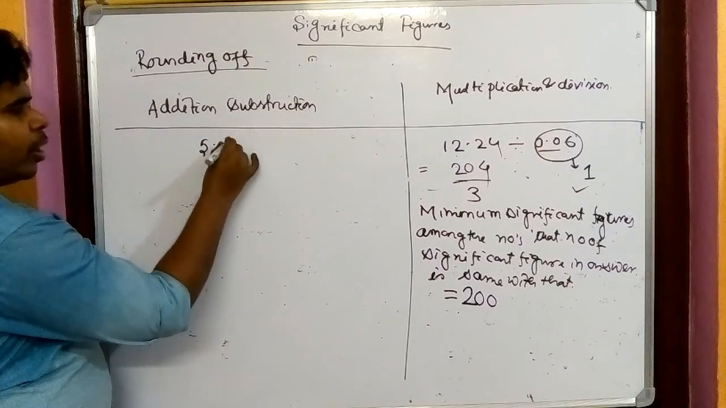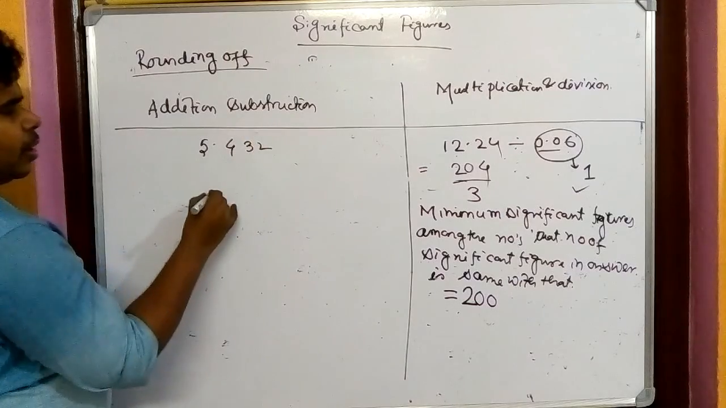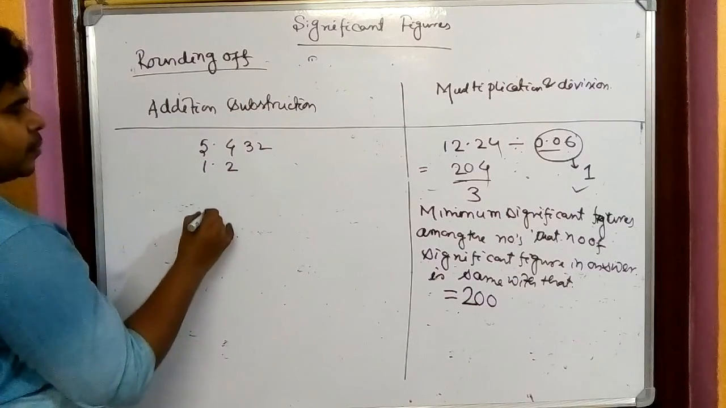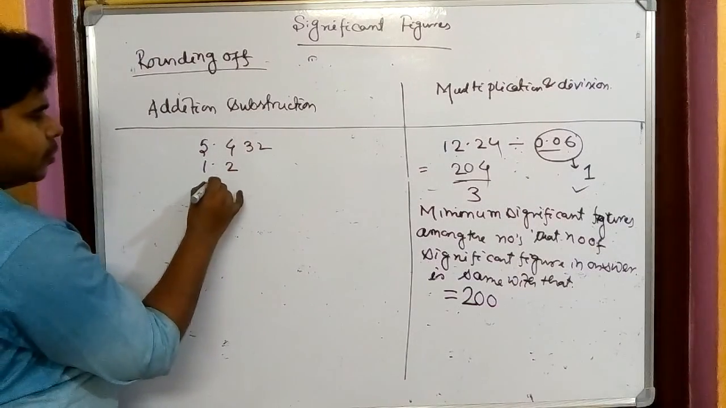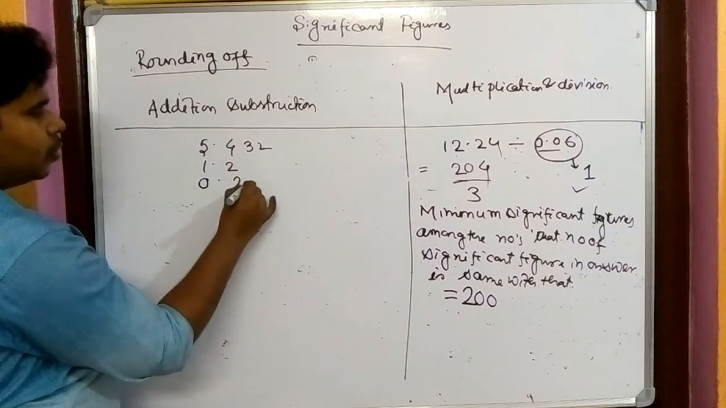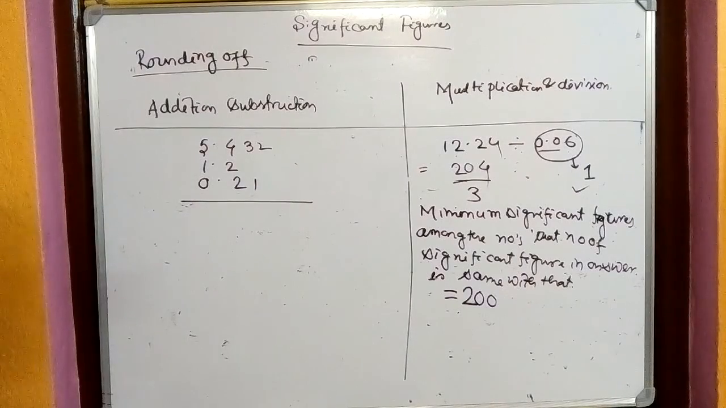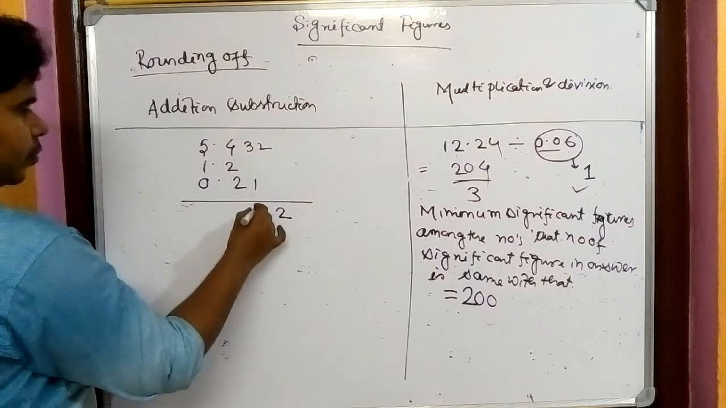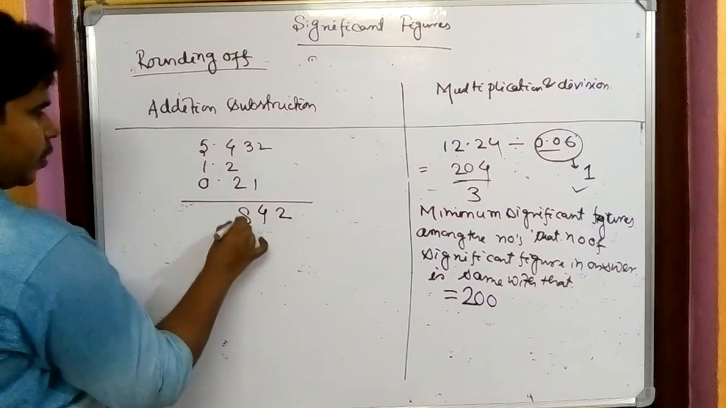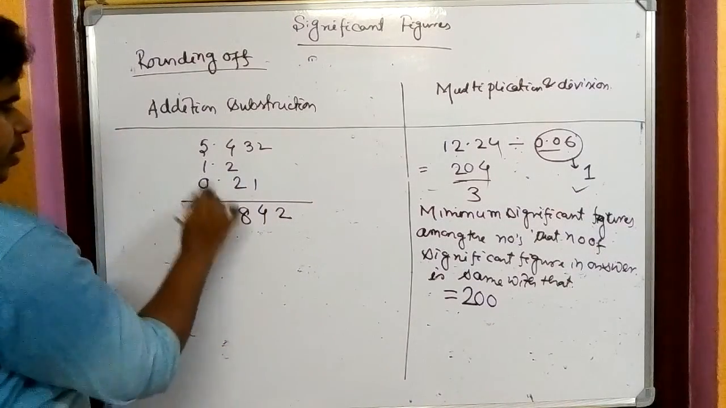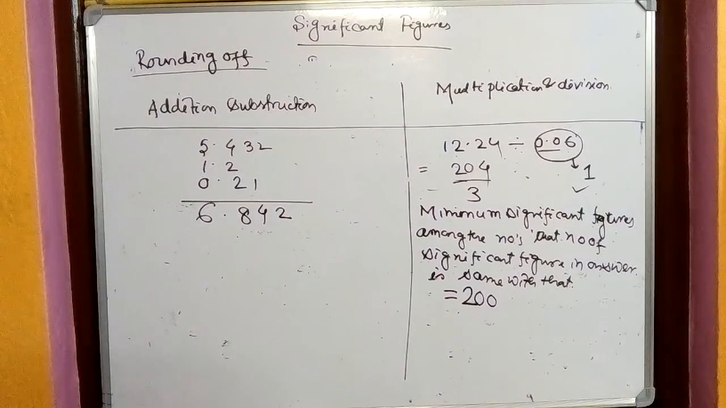Assume it is 5.432 and 1.2 and 0.21. We have to add it. So it will come 6.842. So you will write the answer 6.842. That will be the answer.